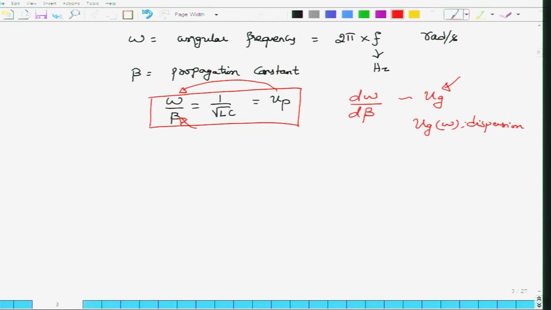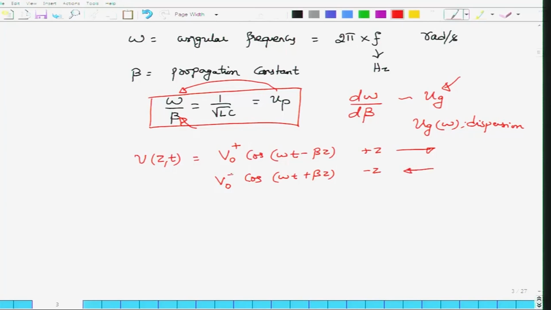Okay. Now, coming back, our voltage V as a function of z and t is now given by some constant V0 cos(omega t minus beta z) if the wave is propagating along the plus z axis. It will be given by cos(omega t plus beta z) if the wave is propagating along the minus z axis. To denote a wave propagating along the plus z axis, let me introduce a superscript to the amplitude V0, call this V0 plus, and to denote a wave amplitude propagating along the minus z direction, let me denote it by V0 minus.